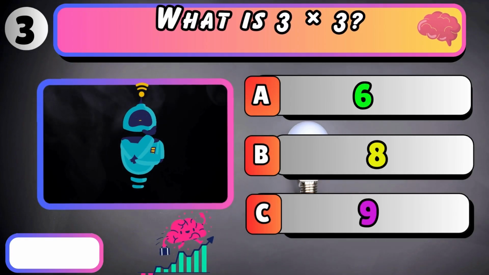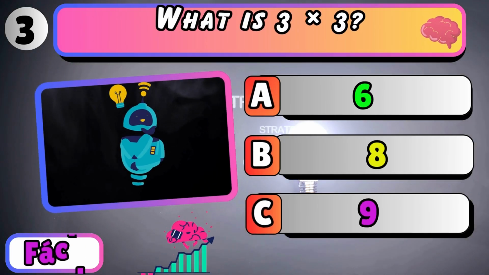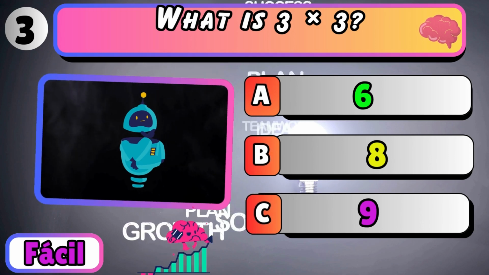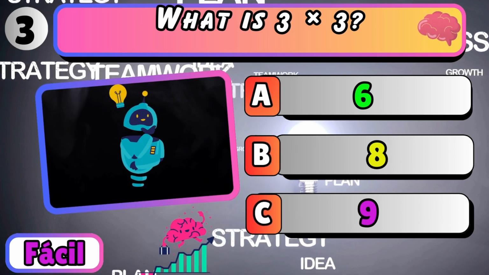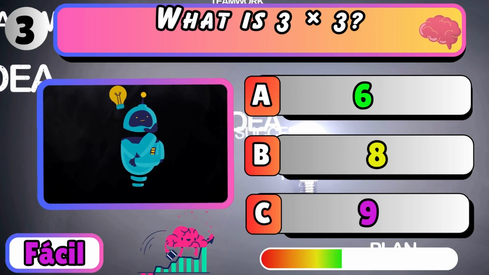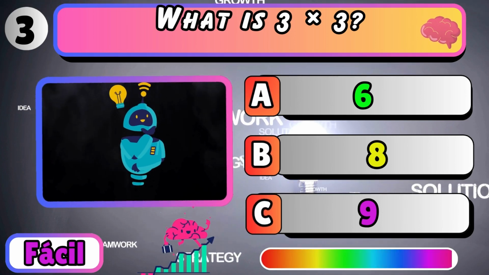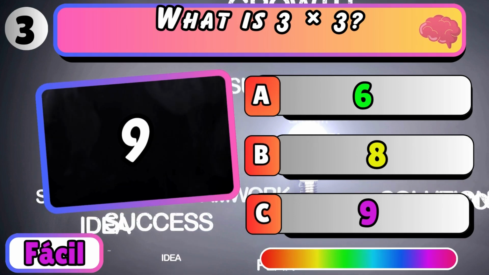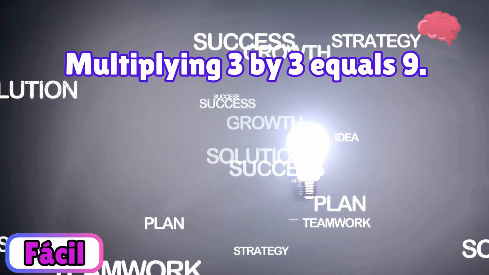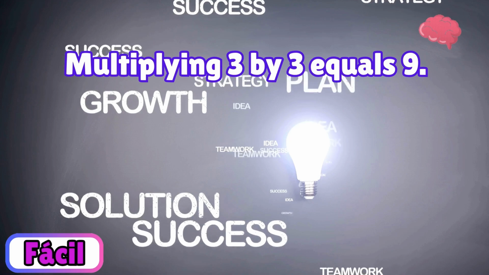What is 3 times 3? 6, 8, or 9? 9. Multiplying 3 by 3 equals 9.